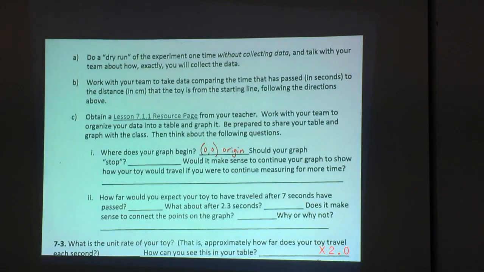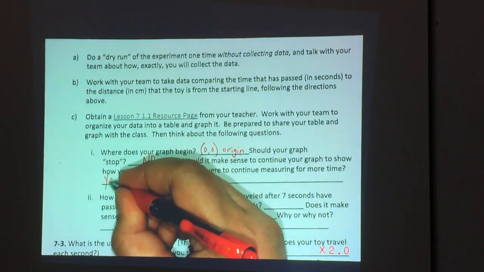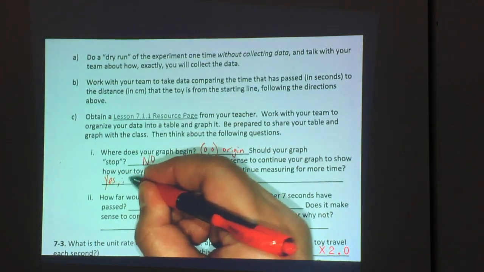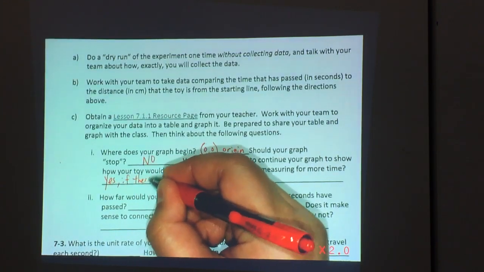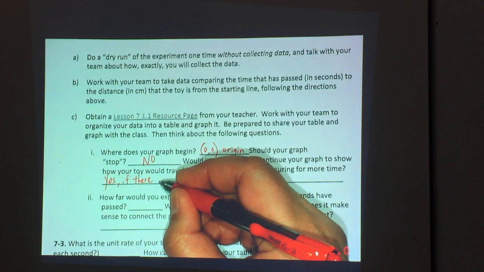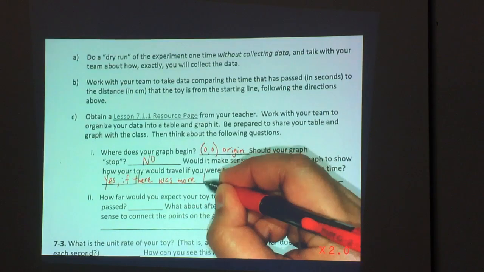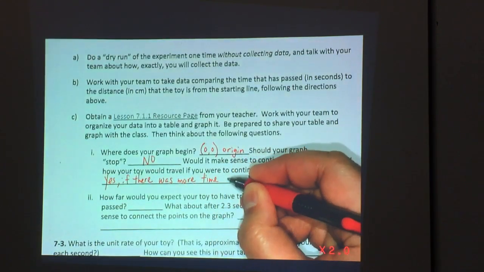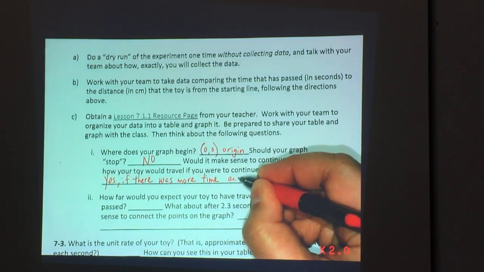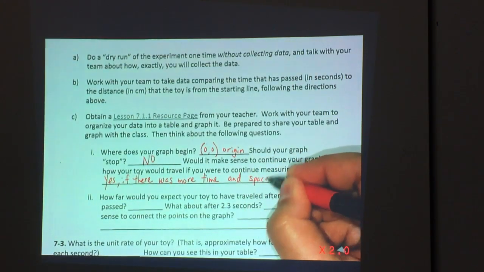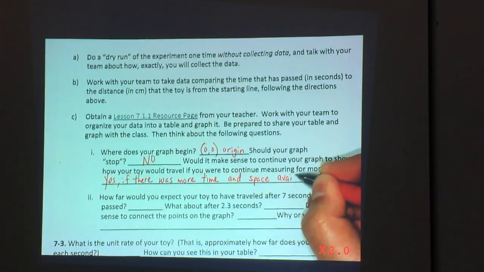Should your graph stop? No. Would it make sense to continue your graph to show how your toy would travel if it were to continue measuring for more time? Yes. If there was more time and space available.